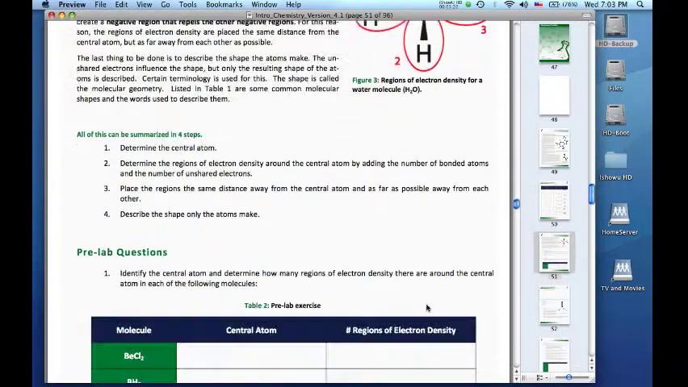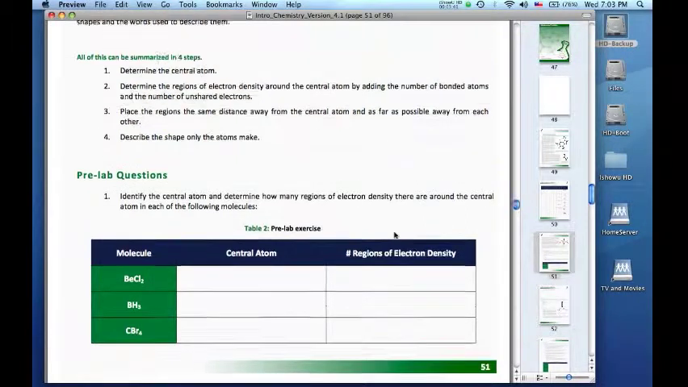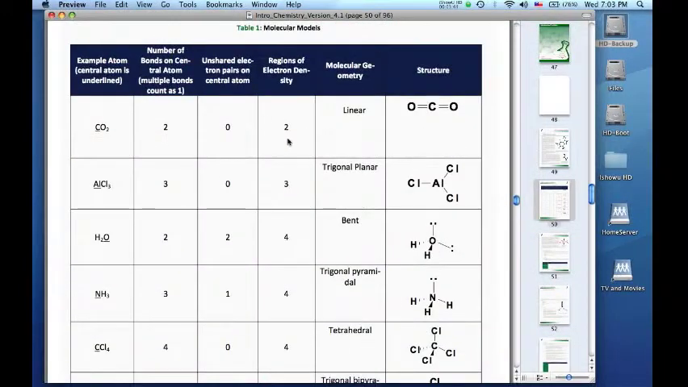And so what are we going to do? Here, I'll give you the exercise. In BeCl2, beryllium is the central atom. These are all the central atoms. Count the regions of electron density. This has 2 regions of electron density. If you go back up here, this is linear.